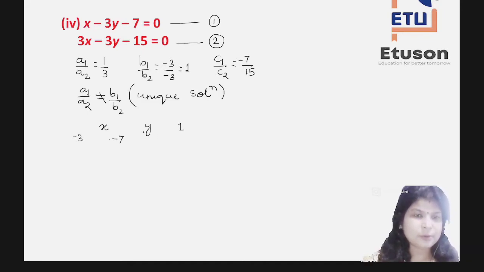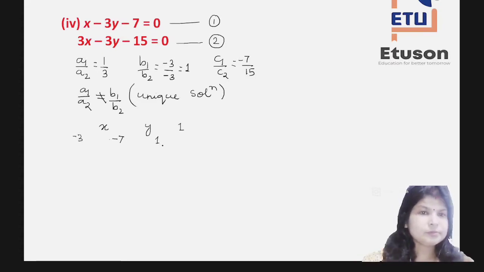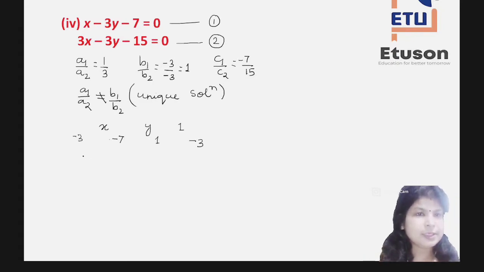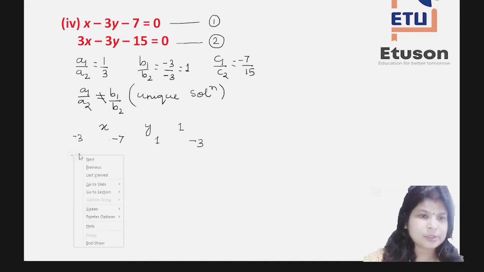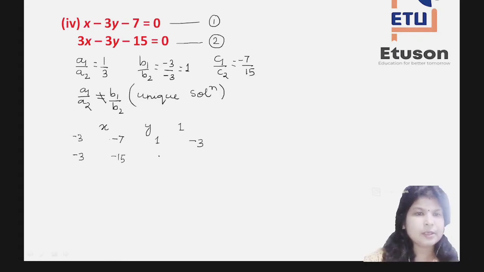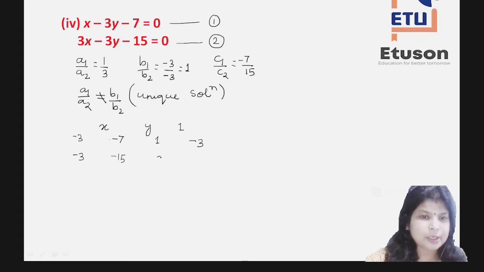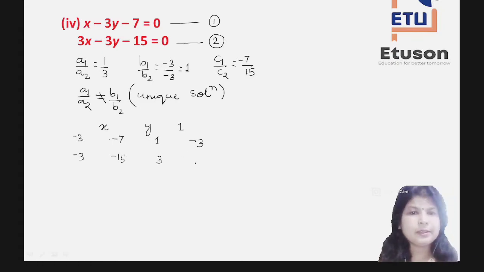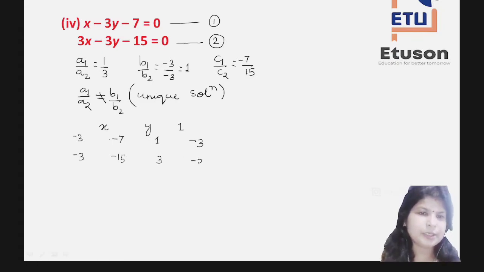Then for y I should write what? B1, C1, I should write 1. Then for 1 I should write what? Minus 3. Correct or not? Similarly, for the second equation also I should continue in the same manner. So here I will write minus 3, and here I will write minus 15. Correct. And here I will write A2, that is 3, and here I will write B2, that is minus 3.